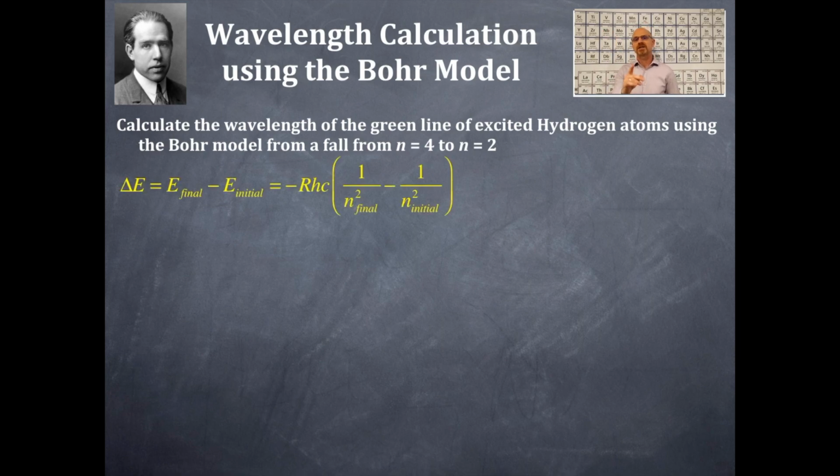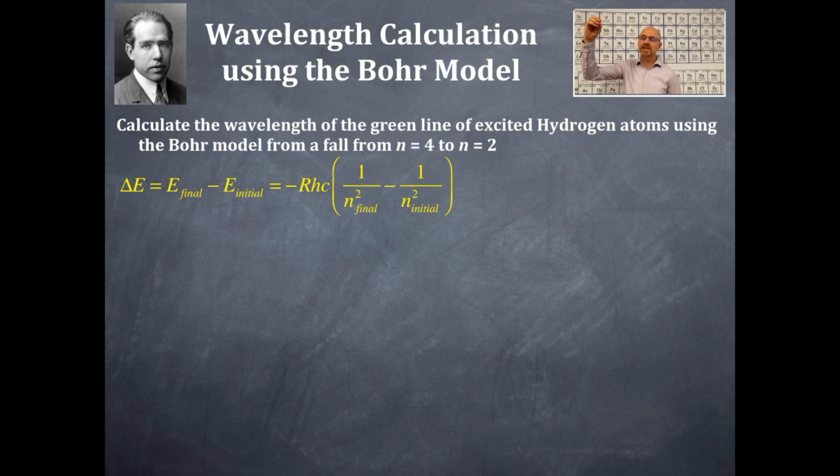Okay, so this is the equation that we had on the previous lecture video here. Hopefully you remember that. The change in energy is the energy final minus the energy initial, which is equal to negative RHC times the quantity of 1 over n squared final minus 1 over n squared initial. We're going to plug into this really simply. We know what RHC is equal to because we've already calculated E sub 1, and that is that value right there. And then we know the values of the final and the initial.